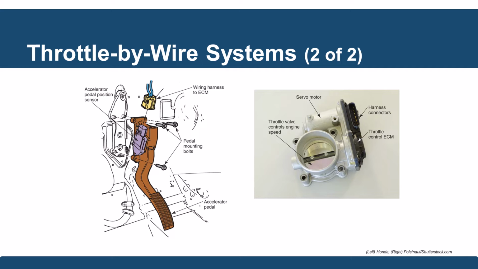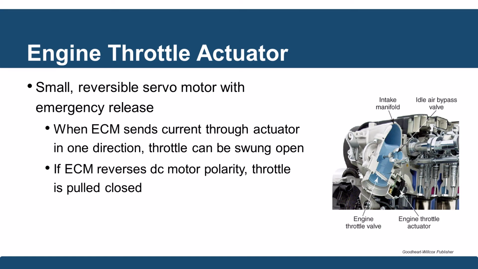Here we can see the two components for this throttle by wire or drive by wire system. We'll have an accelerator pedal with a position sensor that will send an electronic signal to the ECM, and the ECM in turn will send a signal to the throttle valve, and the throttle valve has a servo motor that will adjust that throttle plate to mimic the accelerator pedal being requested by the driver. The servo motor that's part of this throttle valve on the drive-by-wire system is a small reversible servo motor, and it's got a built-in emergency release.